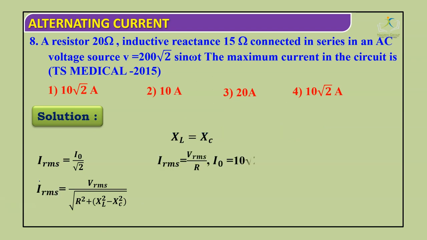And IRMS is equal to VRMS by R. So IRMS is 10 root 2 ampere. That means the correct answer for this question is 10 root 2 ampere.